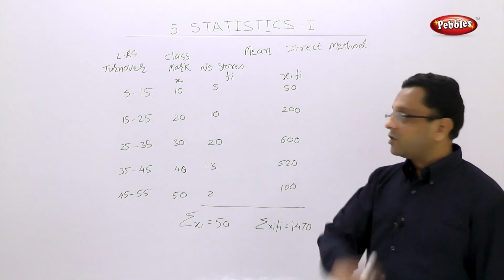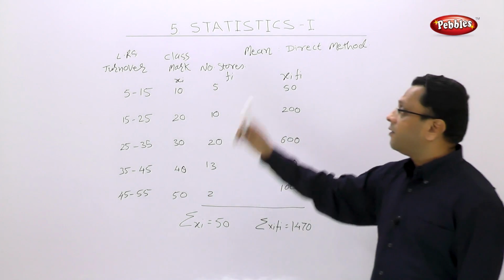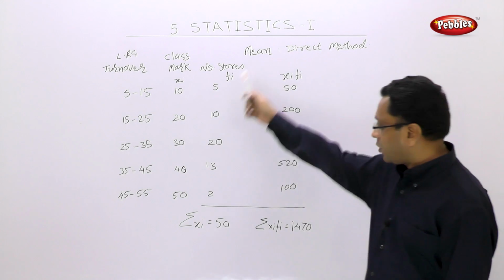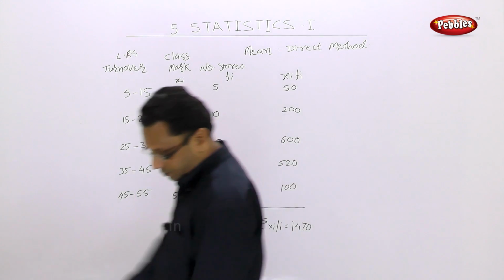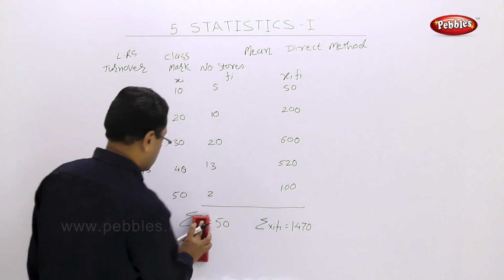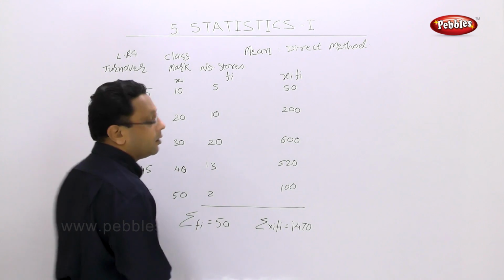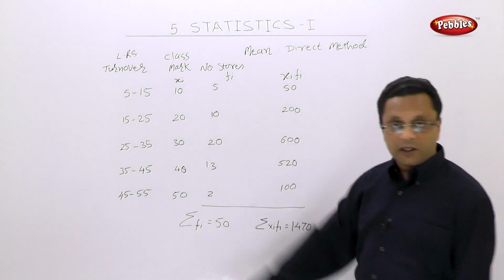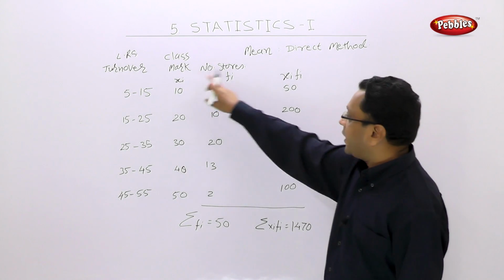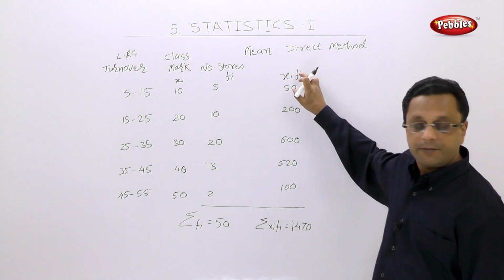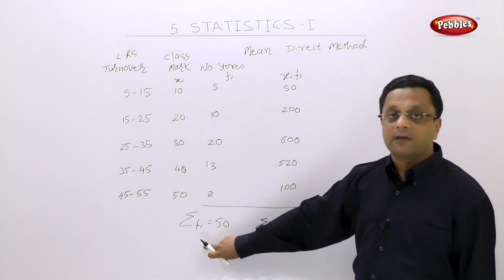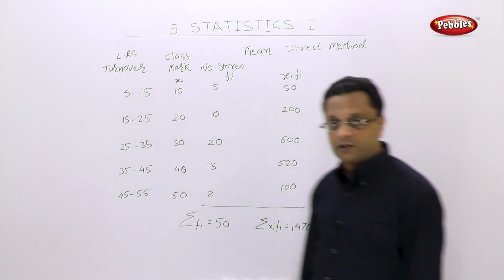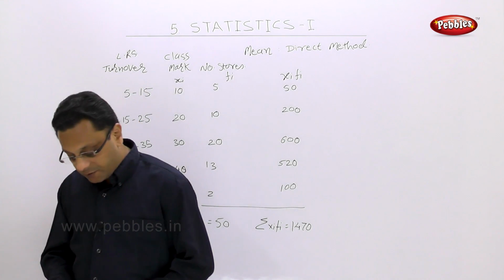Again, first find out the class mark, second find out the product of fi xi. Third, summation of the frequency, sorry, here this should be sigma fi. So first find out the class mark, second the product of xi fi. Third, sigma fi, that is the summation of all frequencies, and sigma fi xi, that is the summation of all these terms. Now it is very easy.